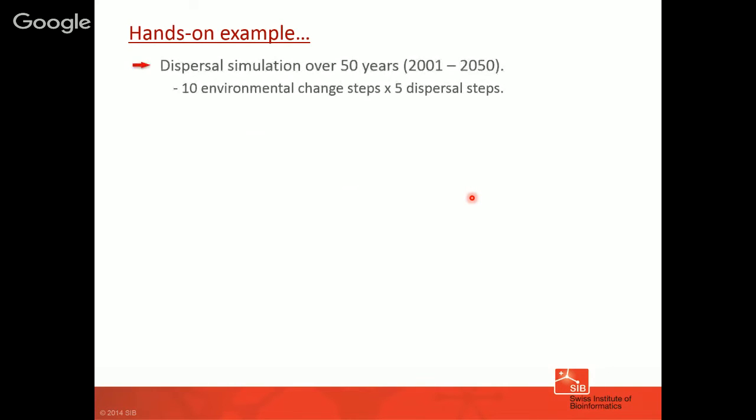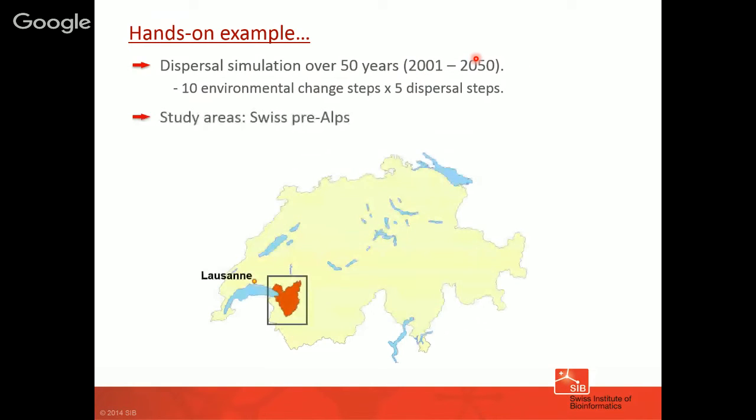And here I just tell you briefly what we're going to run as a simulation. We're going to do a dispersal over 50 years, from 2001 to 2050, and we're going to implement a change in the environment every 5 years. So we're going to have 10 environmental change steps, and within each of these steps, we're going to have five dispersal steps. So if you do 10 times 5, you obtain the 50 years that we have here, from 2001 to 2050.